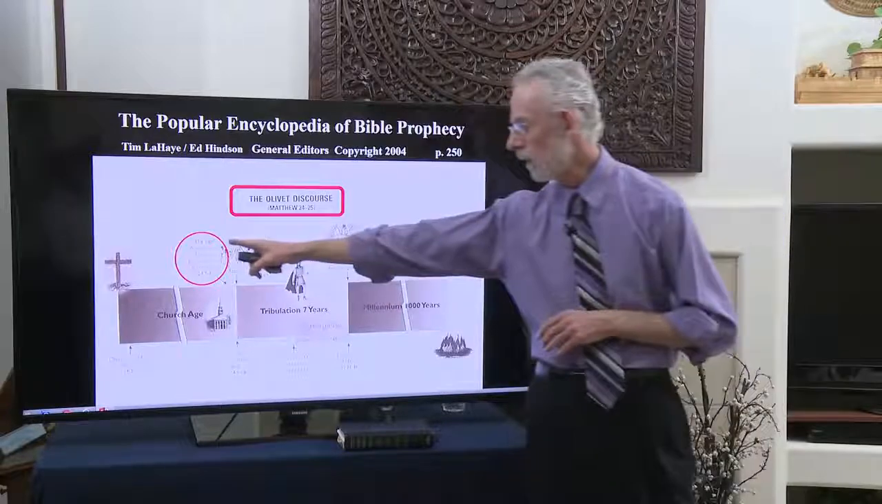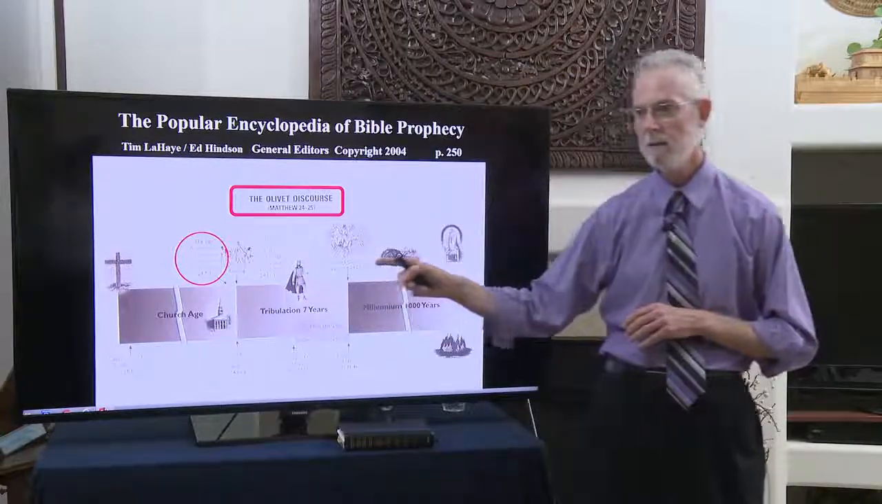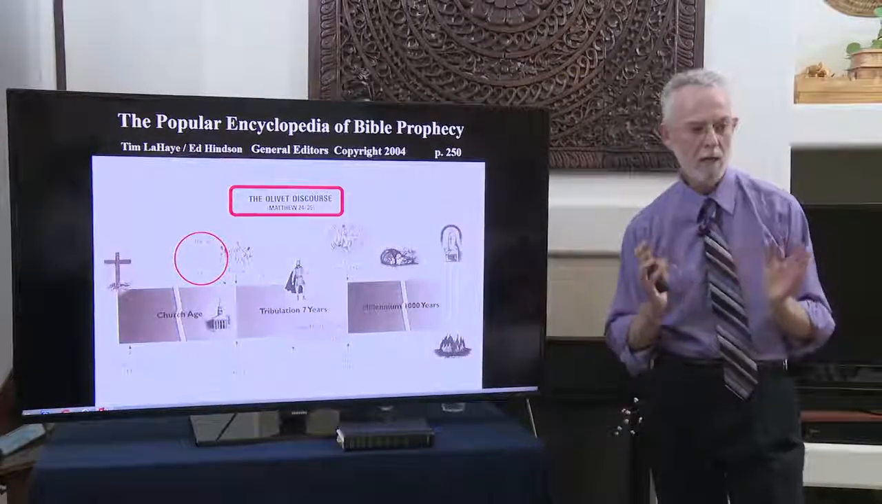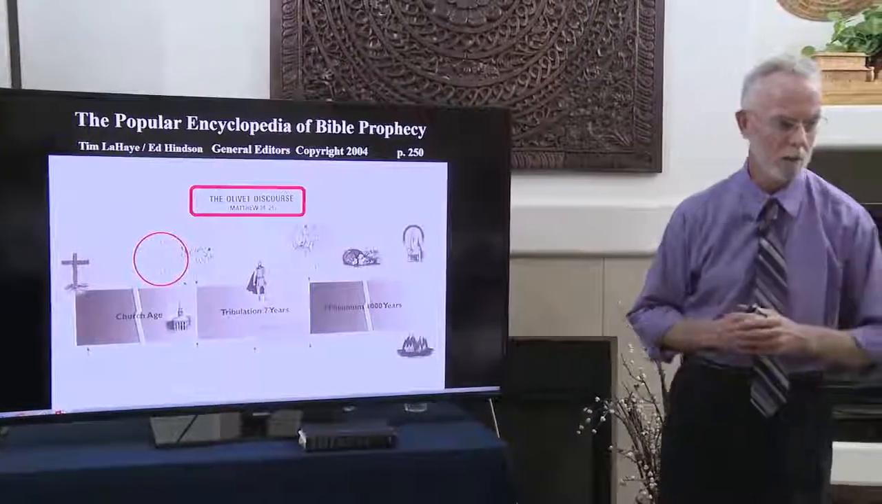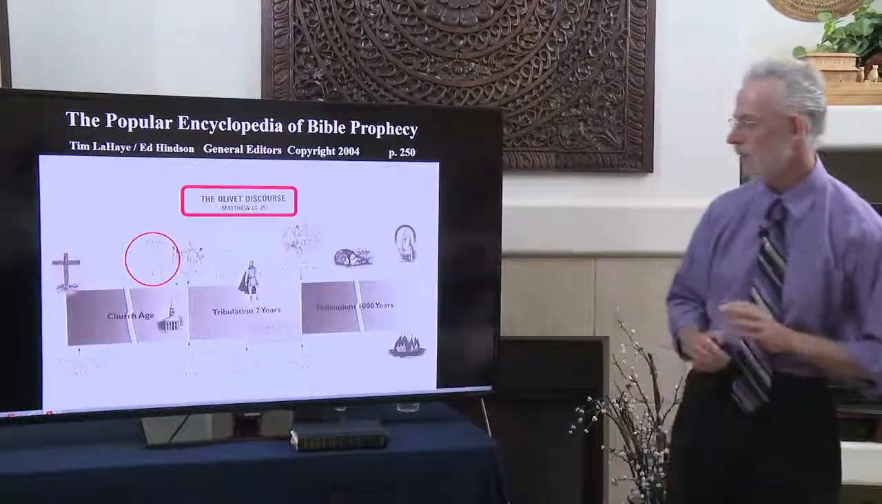So right away, I was troubled. When I opened up the book, I'm like, what do you mean the sign? That's not the sign. The sign God said he was going to give us is the sun, moon, and stars are going to go dark. So that kind of troubled me a little bit right away.